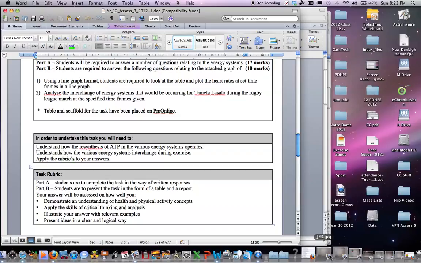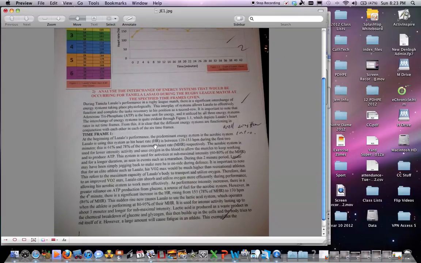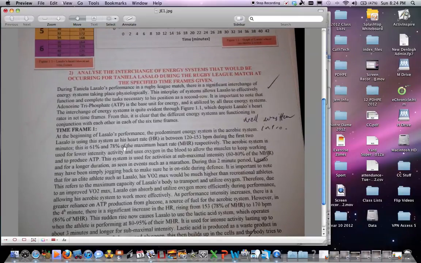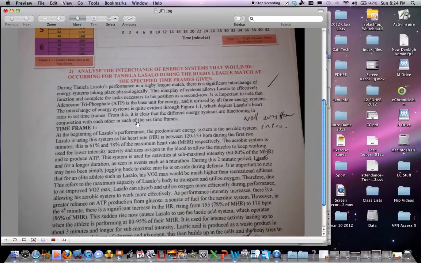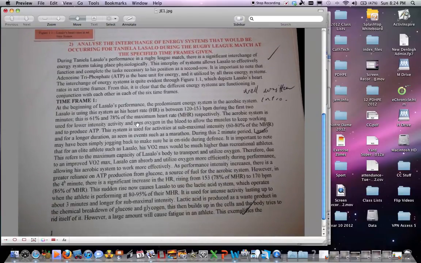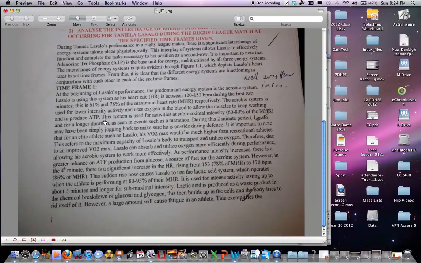If we have a look at a couple of better responses, we can see in this response, there's firstly clearly pointed out, we've got the graph up above there, outlines each of the time frames. It talks about percentages of heart rates, and then goes into what system's being used at the various minutes of the match that are presented to us here. So there's a bit of a system that was put into play.